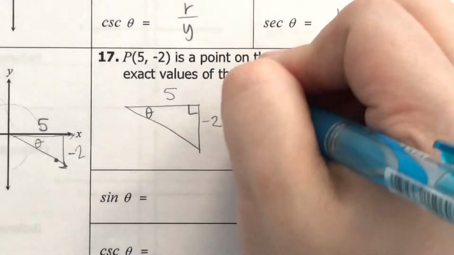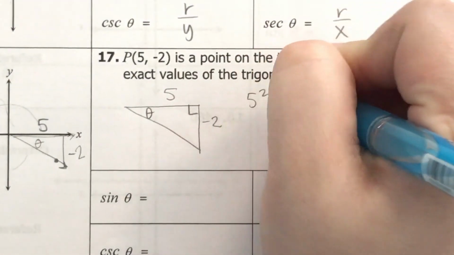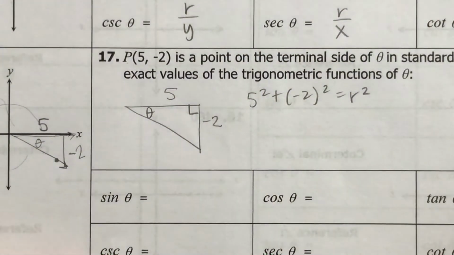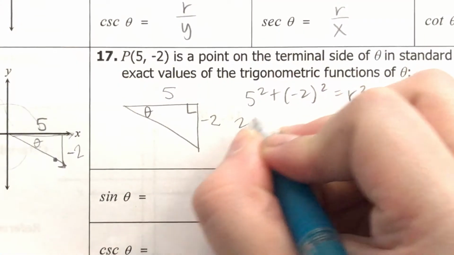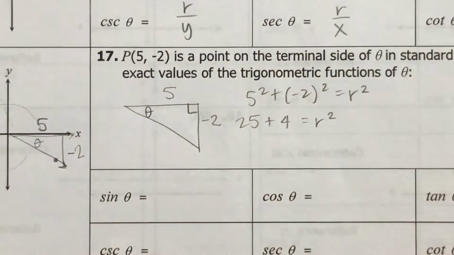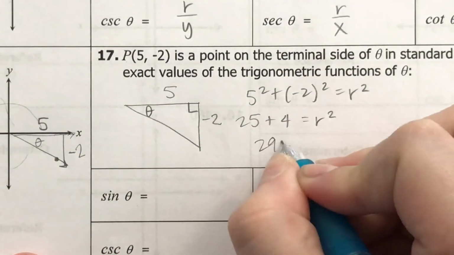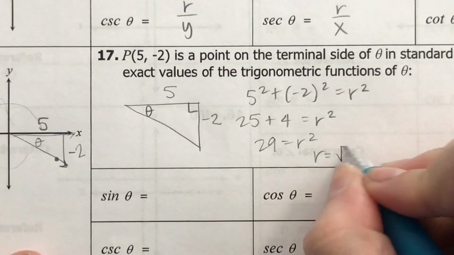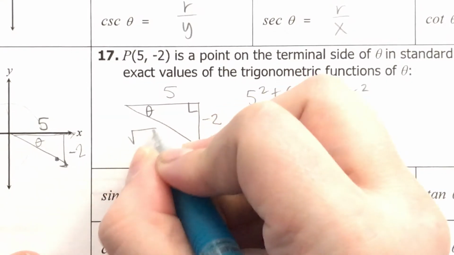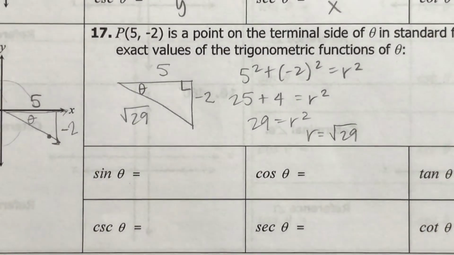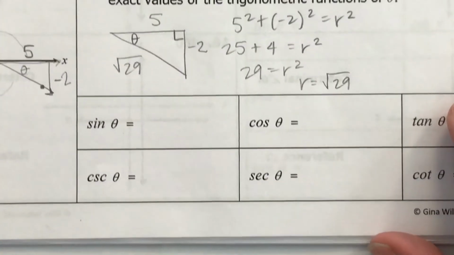Okay, so 5 squared plus -2 squared equals r squared. 5 squared is 25 plus 4 is r squared. So 29 equals r squared. So r equals the square root of 29. We can just leave it like that, square root of 29. So now we know all the sides. Now we can find all the trig functions.